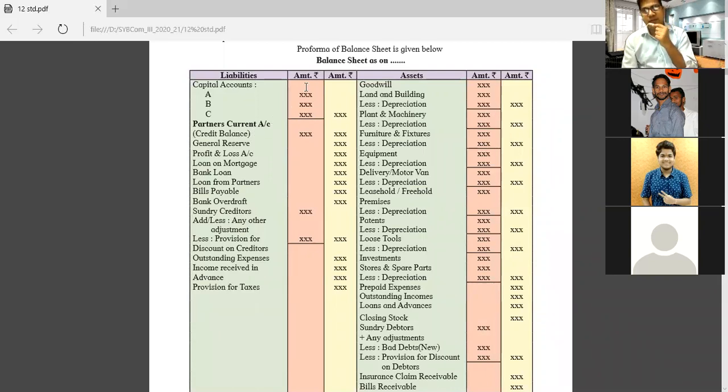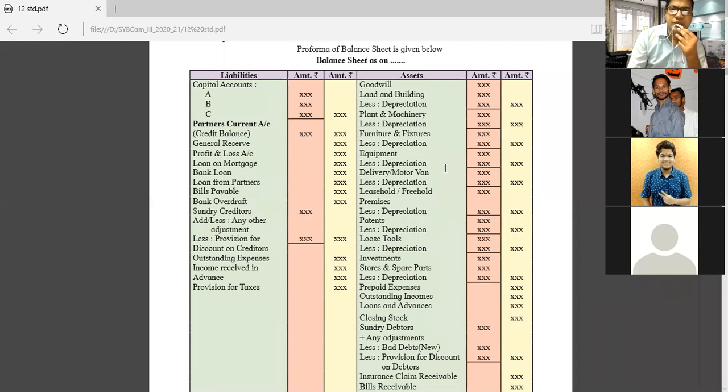Then the asset side. On the asset side, we will first record fixed assets. Now, what kind of assets are there? Assets are goodwill, land and building, plant and machinery, furniture and fixtures, equipment, delivery or motor van, leasehold premises, patents, loose tools. These are the assets we will show on the asset side, and we will deduct depreciation from each asset.